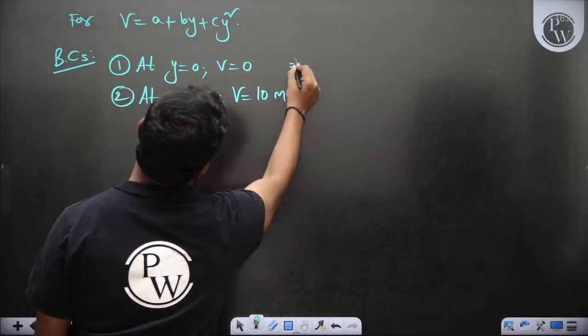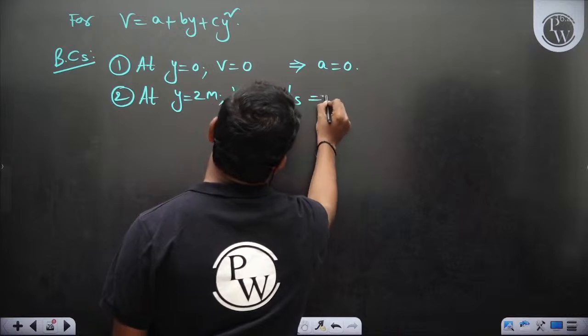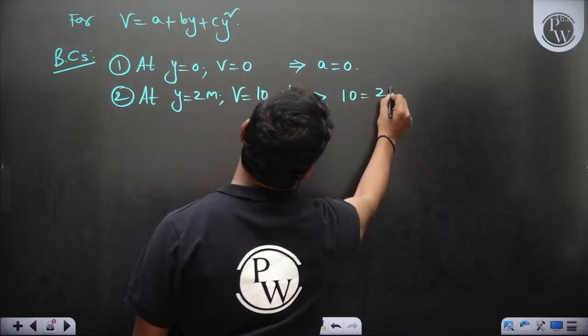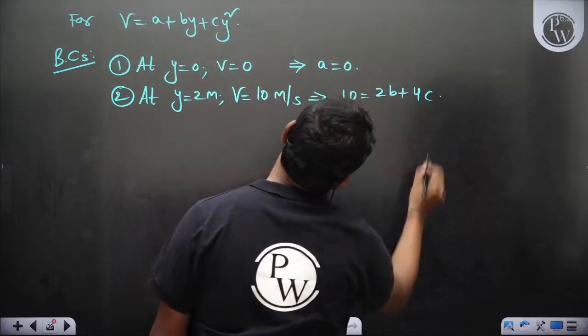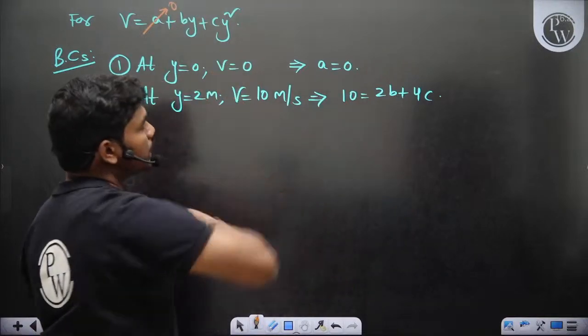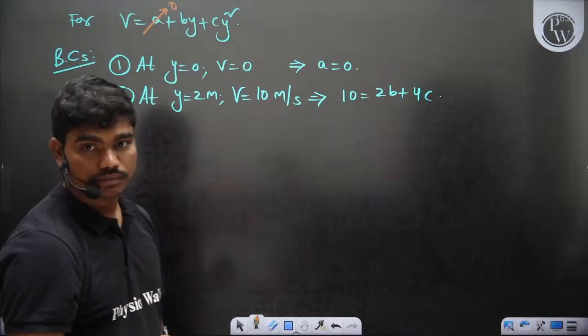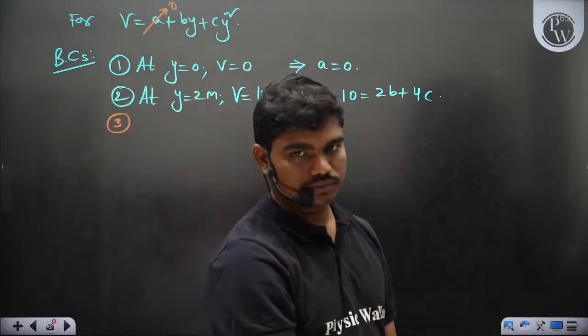So if I substitute these two, first if you put 0, I'll get A equal to 0. So this gives you 10 equal to 2B plus 4C. So A is 0. But to get C, you need one more boundary condition. So can someone tell me any other boundary condition? I need 3.